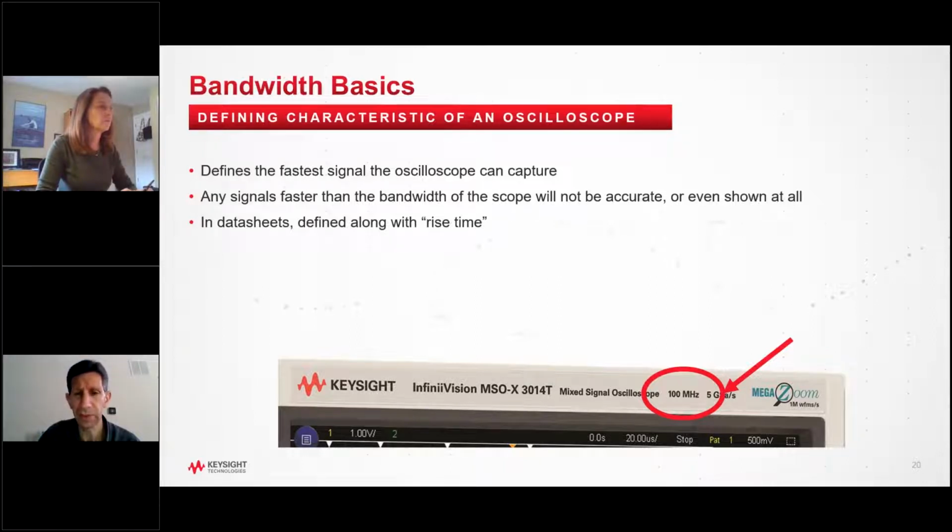Again, the two biggest banner specs of an oscilloscope are the bandwidth and the sampling rate. In more cases than not, it's defined in terms of megahertz or gigahertz, but sometimes it's defined as the rise time of the instrument, and you have to look at that in comparison with the rise time of your signal, which is what we're going to do next.